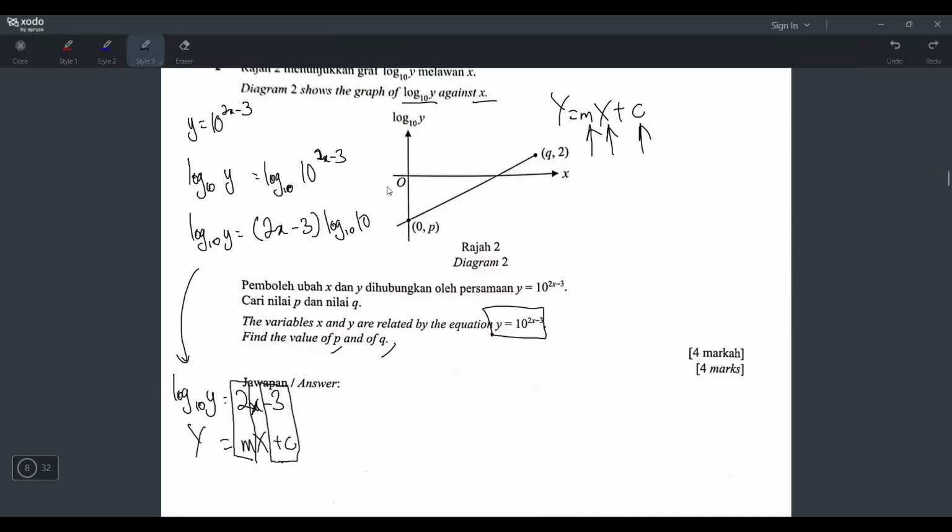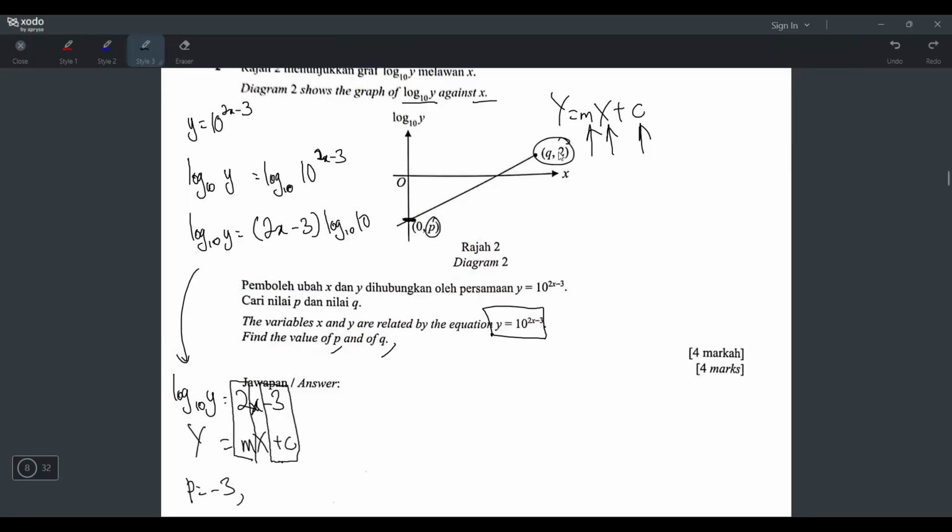Okay, I can see from the graph, they actually never give me the gradient. But you can see that the C here, the y-intercept of this line, is given in the graph. It's here, right? That's the y-intercept, pintasan y. So dekat sini dia sentuh paksi y kan? So the y-intercept from the graph here says it is P. And from the equation, the C is -3. So P is automatically equal to -3 already.